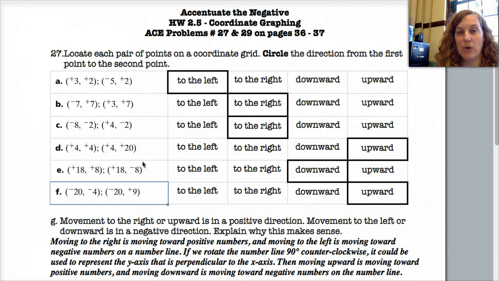So you can plot these points and see what direction you move, or you can just look and know what quadrant you're in, look if the x value changes, look at the y value changes, and that helps you with the answer.